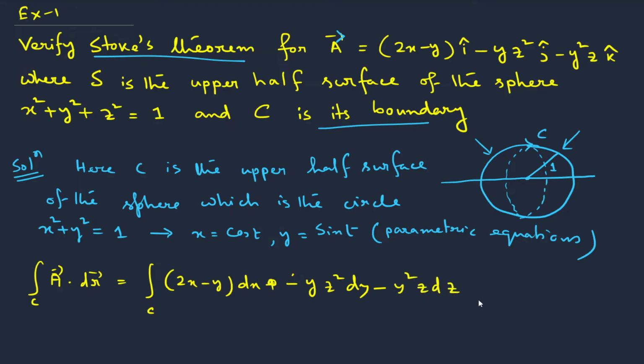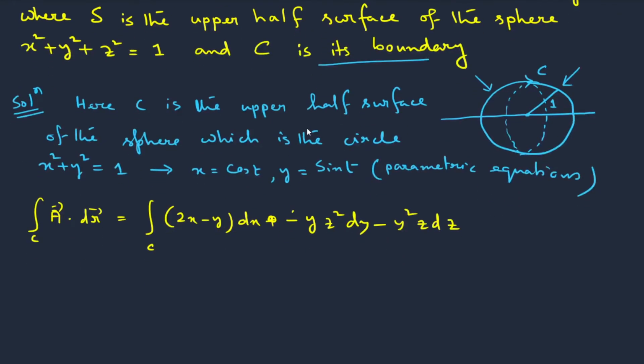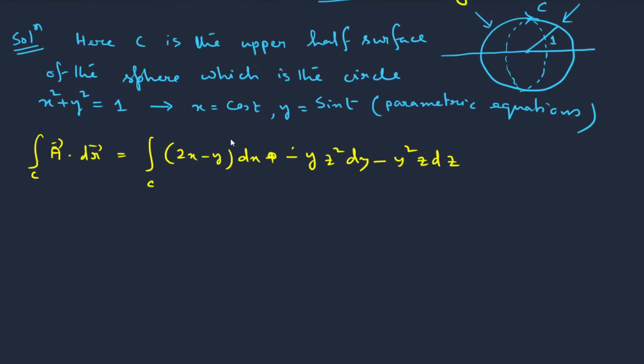Now there is a simple problem here. Since we are in the circle, there is no z, so we are in the xy plane. Since we are in the xy plane, z equals how much? 0. So if we put z equals 0, you see this part will become 0, this part also becomes 0. So we have only integration over c of twice x minus y dx, because these two parts will vanish if we put z equals 0. So we have only this part.